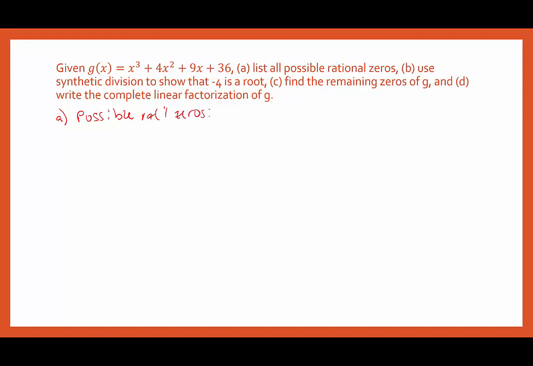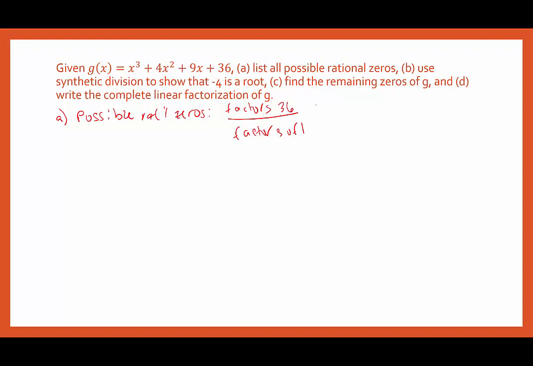It's by taking the factors of the constant. So in this case, the constant is 36. So we're going to look at the factors of 36 and divide them by the factors of the leading coefficient, which is positive 1. When we talk about factors, this includes negative factors. And we only consider when the numerator and the denominator, the factors of 36 and the factors of 1, have a GCF of 1. If they have a GCF other than 1, then we don't have to worry about it because it's already included in the list.